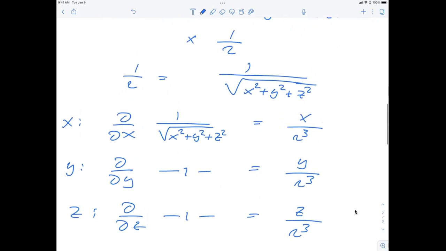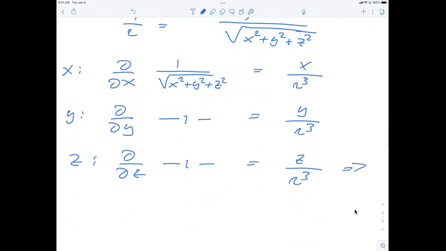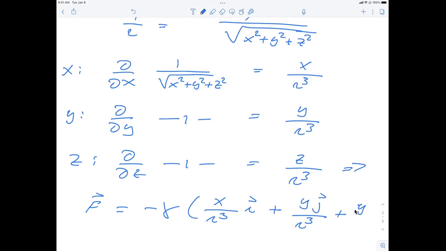And then if we go back a little bit, we see now that we need the different vector components, the unit vectors. So we would get then a force, which is equal to minus gamma times x divided by r cubed times i plus y times j divided by r cubed plus z times k divided by r cubed.